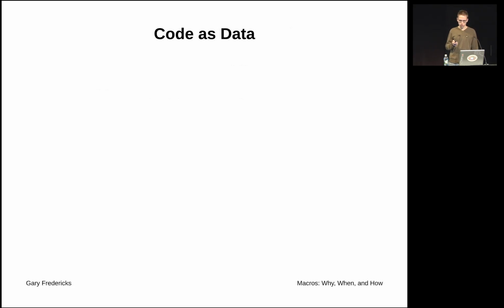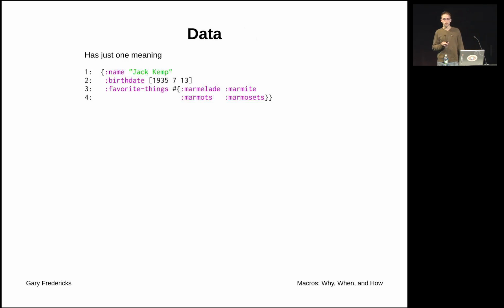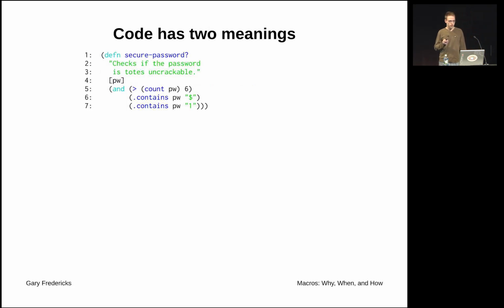Code is data, something that we've probably all heard and are somewhat familiar with, but it's crucial to understanding macros, so I want to make sure we get it solid. Data we're familiar with. This is a map with keywords and some things. It has just one meaning, but our code is also data, and so it kind of has two meanings.